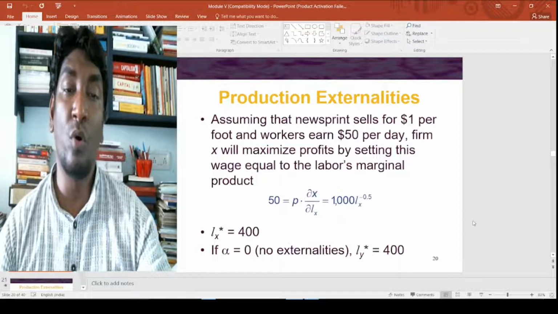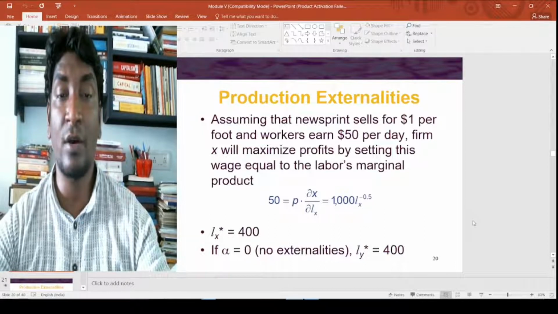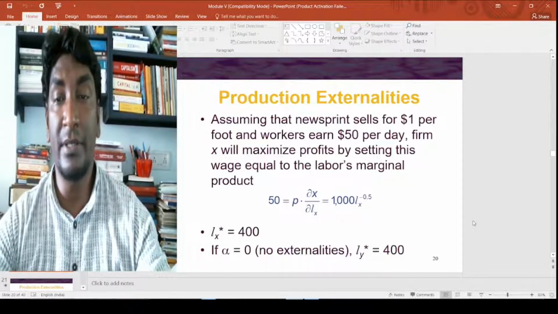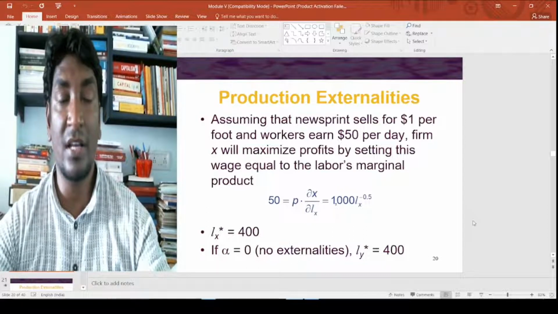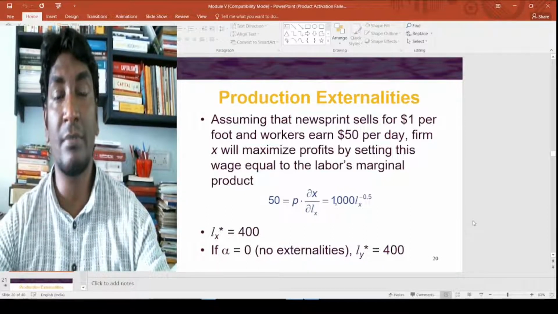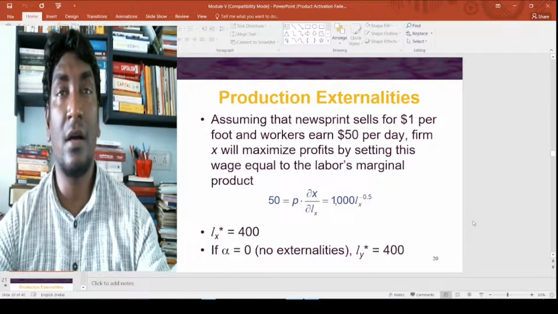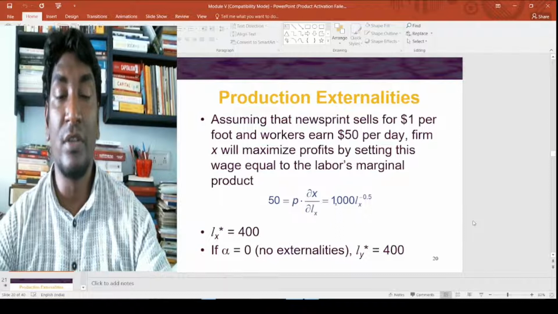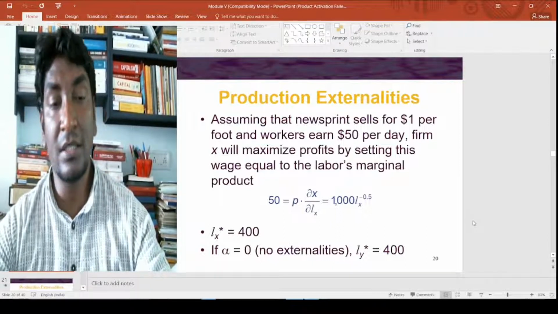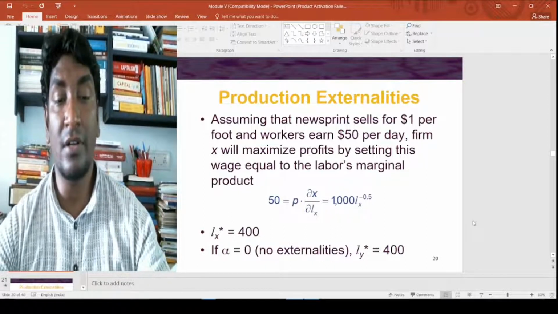Assuming that the newsprint sells for $1 per foot and workers earn $50 per day, firm X will maximize profit by setting the wage equal to the labor's marginal product, that is 50 equals P times dou X by dou Lx, which equals 1000 Lx to the power minus 0.5. This implies that Lx star, the optimum amount, is 400.